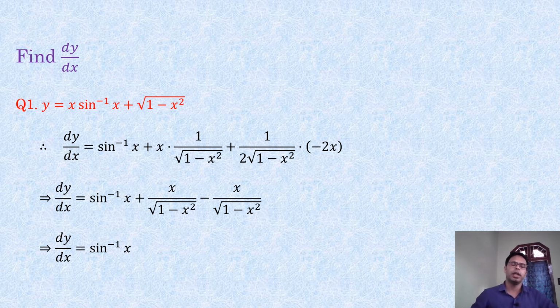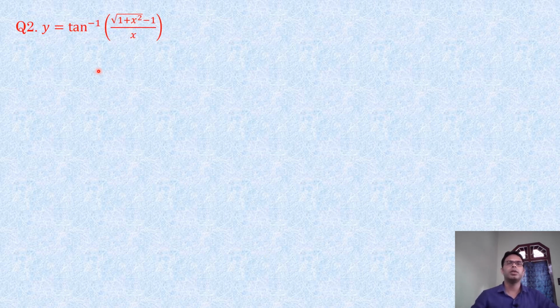And then you take the next question, y is equal to tan inverse of root over 1 plus x square minus 1 divided by x. This is our problem. Now in this question, if you use the direct formula for tan inverse x, the result will come out. The direct result means, if you write dy/dx directly, dy/dx is equal to this tan inverse function.